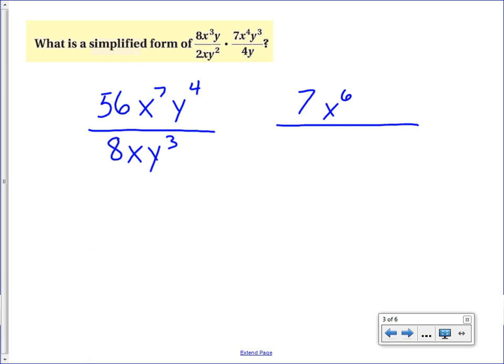Then we have y to the 4th on top and y to the 3rd on bottom, which is a single y on top. In fact, I don't even need this fraction mark because the fraction has gone away. Let's make that look more like a y. And that's it. That's the product of those two original fractions. Okay?